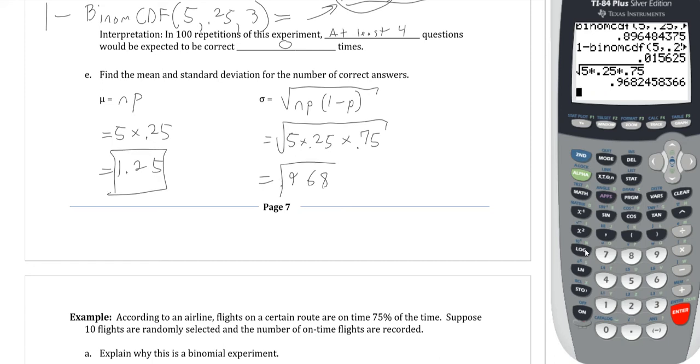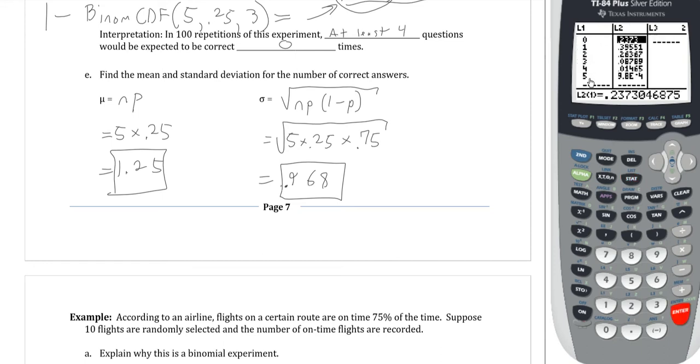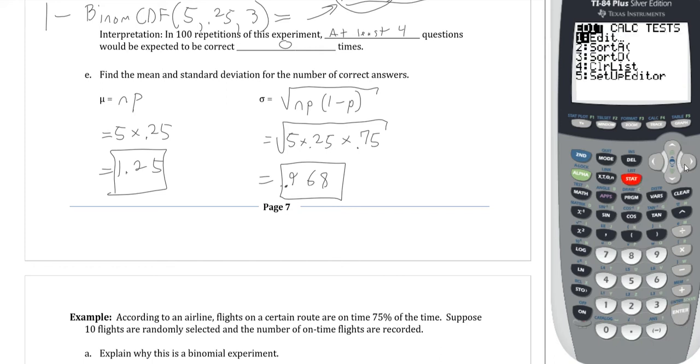Now that would be the easy way to find these two. I said before that there is a complicated way, and that's by using the list that we did. The complicated way would be to create these two lists of values and probabilities, and then running one-var stats on those. If we do that, we should get the exact same answers. So I'm going to run one-var stats on list 1 and the probability list in list 2 as my frequency list. If I hit calculate, I get a mean of 1.25 and a standard deviation of 0.968. The exact same answers. So that's another way that you can do it. If you already have the list made, you can do one-var stats. However, if you do not do that, which takes some extra time, you can simply do np and the square root of np(1 minus p).